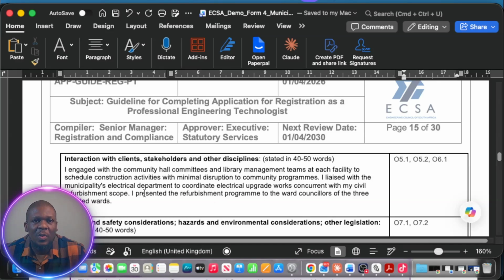I liaised with the electrical department to ensure that I coordinate the electrical upgrade, and also with the civil team to ensure that the refurbishment scope is presented properly. I presented the refurbishment program to the ward councillor and also to the affected wards.